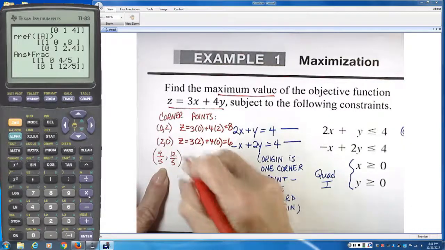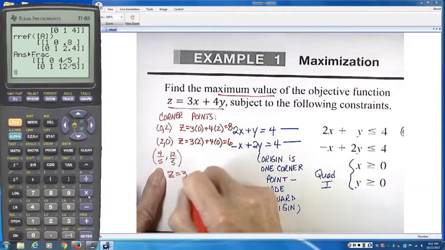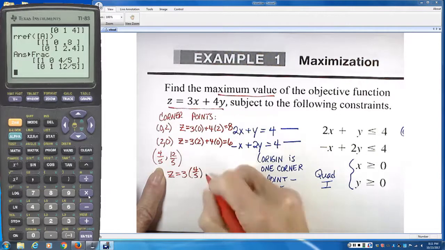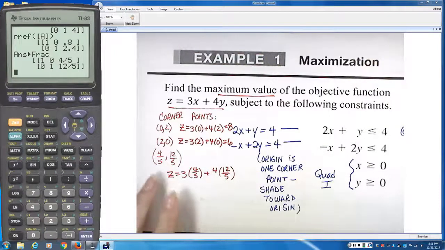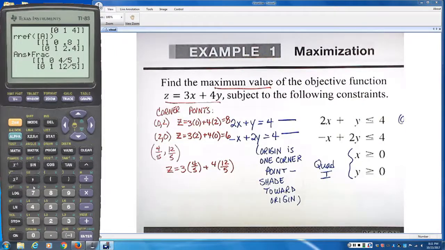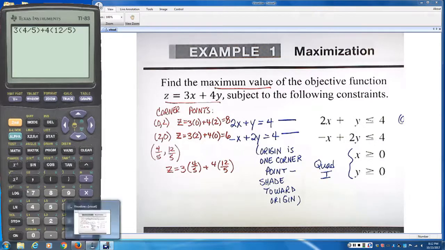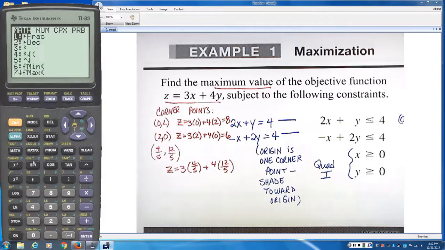And then this is the tough one. Z equals 3 times 4/5 plus 4 times 12/5. And since I don't really feel like doing arithmetic in my head or on paper, I have a calculator that does arithmetic. So 3 times 4 divided by 5 plus 4 times 12 divided by 5. And let's just change it to a fraction since we've got fractions. And it comes out to be 12.